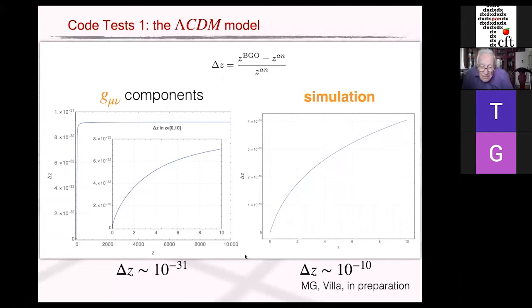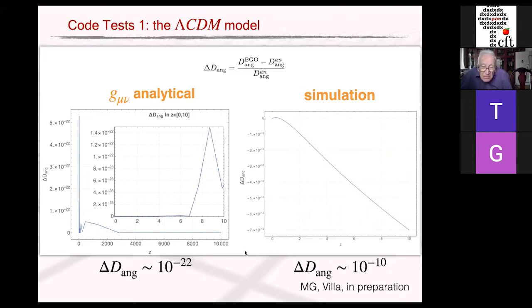So let's start with the redshift. As you can see, for both types, we have a good agreement between the analytical and the numerical calculations, with some difference depending on the type of input that we gave. In fact, on the left, for the analytic components of the metric, we reached 10 to the minus 31 as a variation, while for the input from a simulation, we reached 10 to the minus 10. These two numbers can be considered as our numerical error in estimating the observables. What we see on the right is just the simulation error, which also affects our calculations. The same result is found for the angular emitter distance. And again, we see this 10 to the minus 10, which is the error that comes from the simulation of the spacetime.